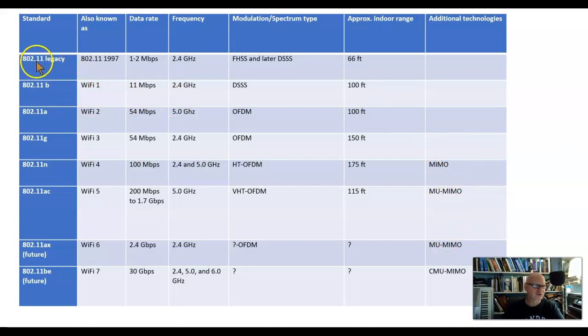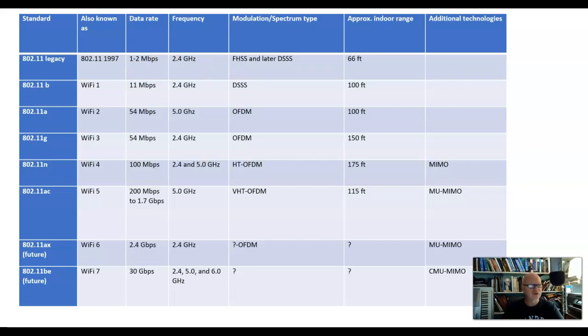First, there was 802.11 Legacy. This occurred in 1997 and is sometimes known as 802.11-1997. Very, very slow, 1 to 2 megabits per second, not really practical. It was more proof of concept than anything. It ran in the 2.4 gigahertz range.